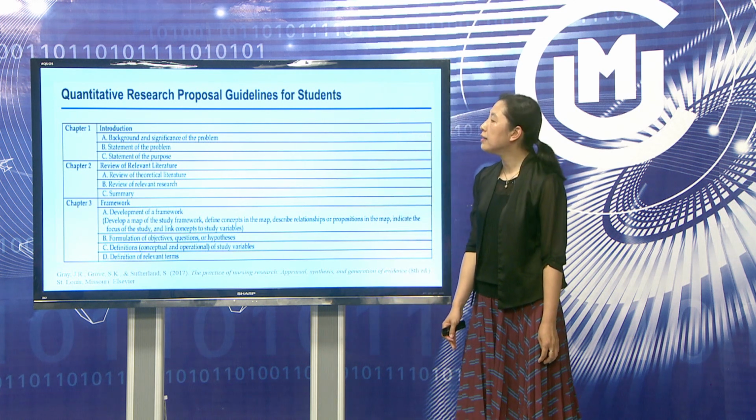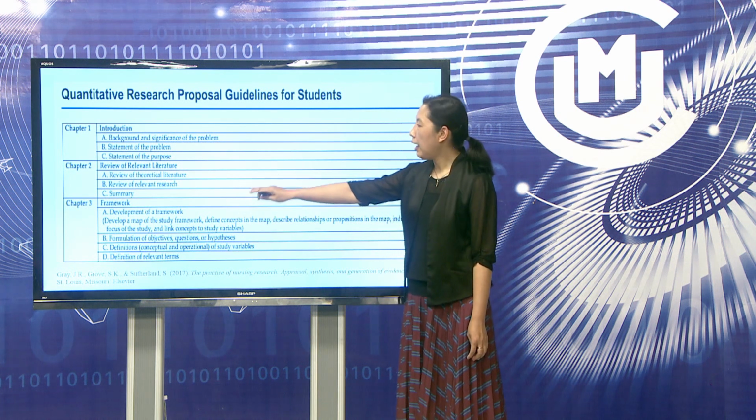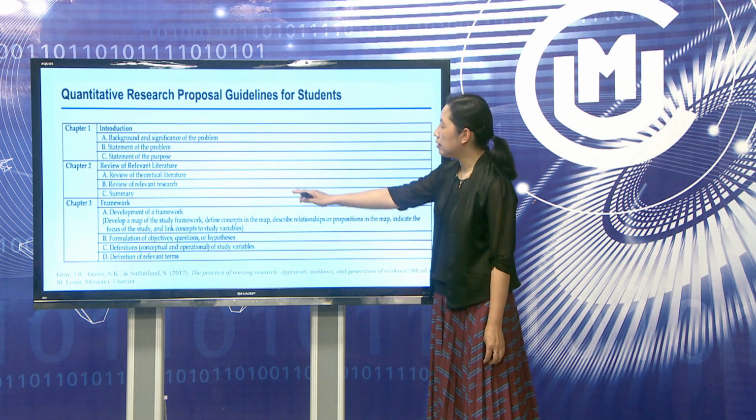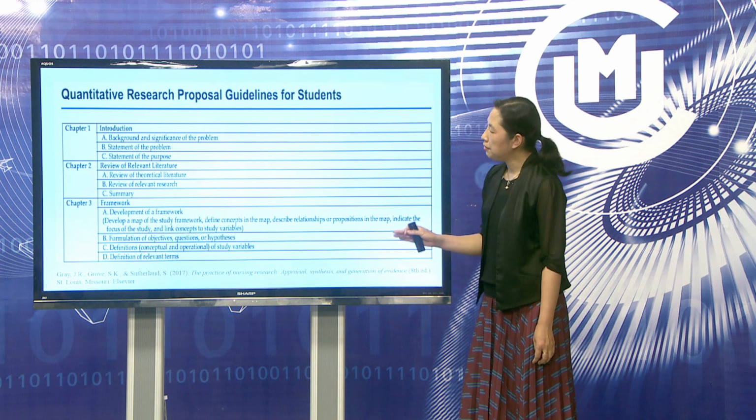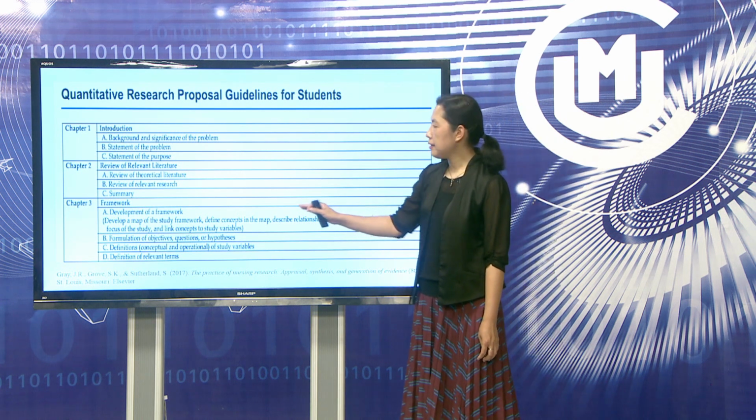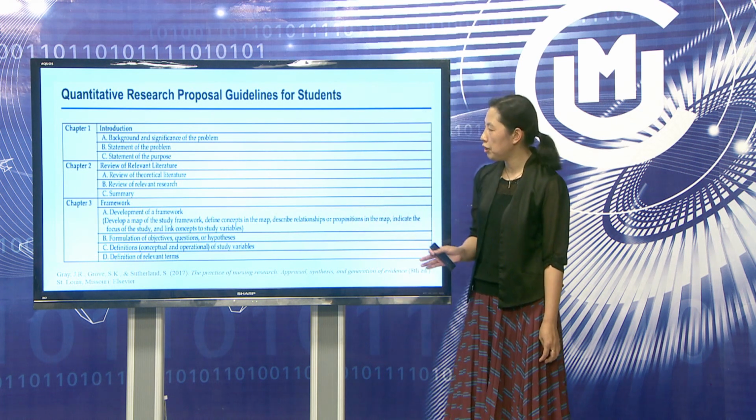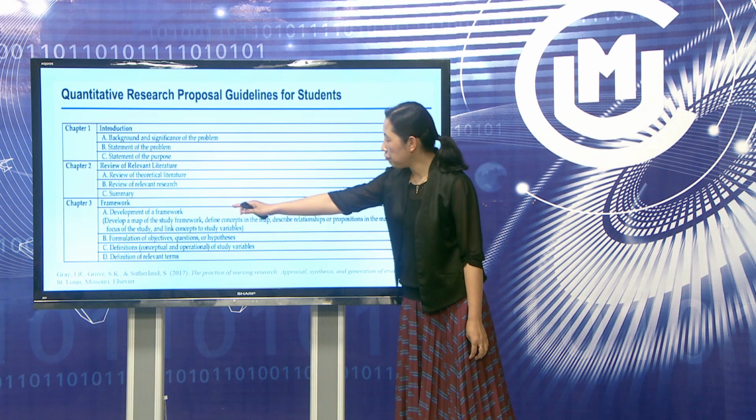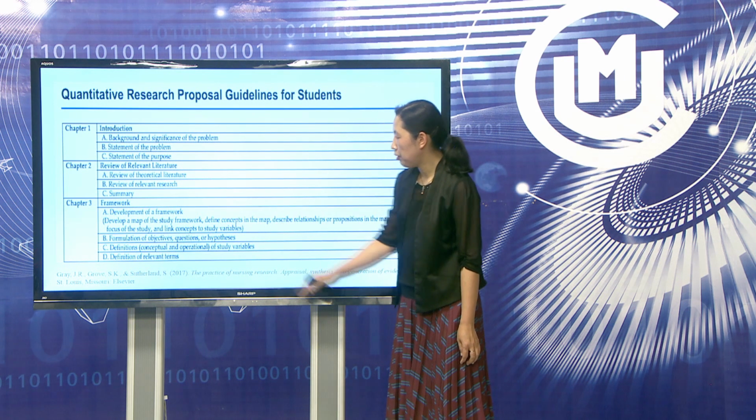First, you may need to write a part about the review of theoretical literature, and then a review of relevant research, and then a summary. And then in chapter 3, you need to write the framework. As I mentioned before, quantitative research usually has a framework to guide how the research is conducted. So for the framework, we usually write down how you developed it.